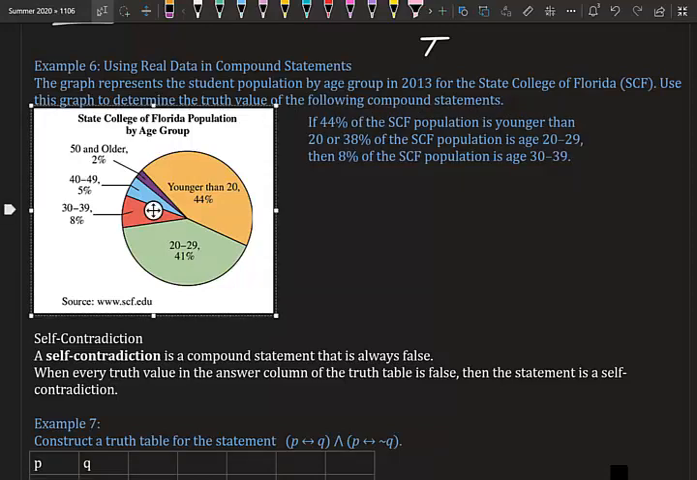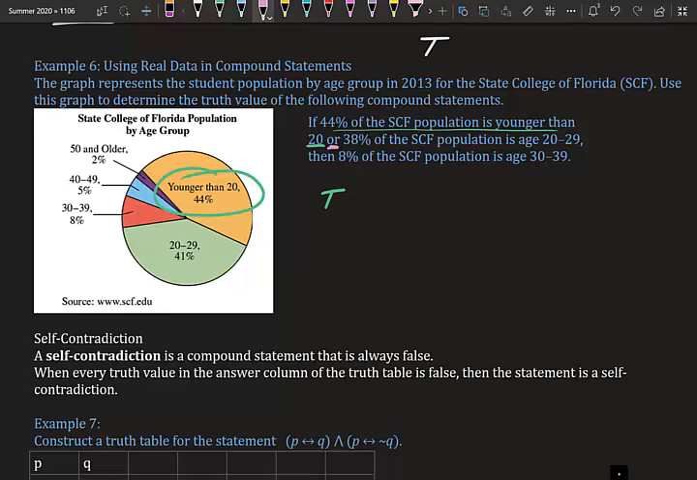So the graph represents the student population by age group in 2013 of State College of Florida. Use this graph to determine the truth value of the following compound statements. Let's just break it down as we go along. So 44% of the population is younger than 20. Let's look. So younger than 20, 44%, that is true. We have a connective of or.